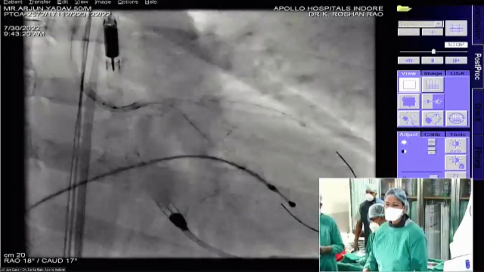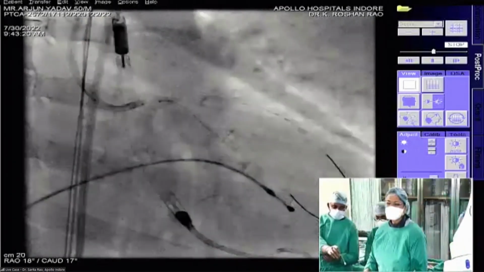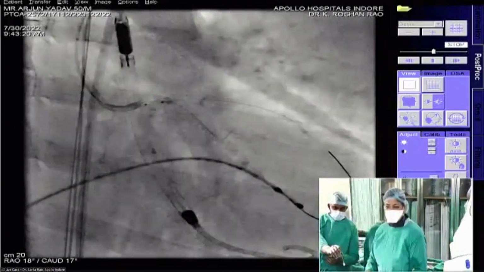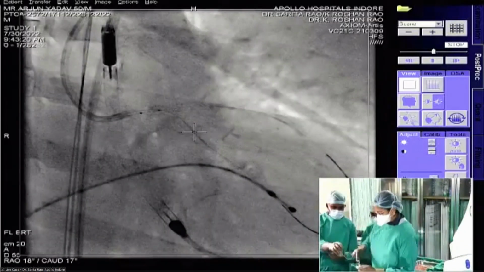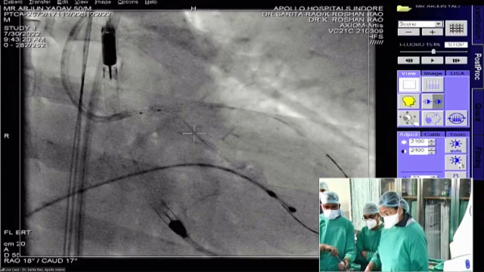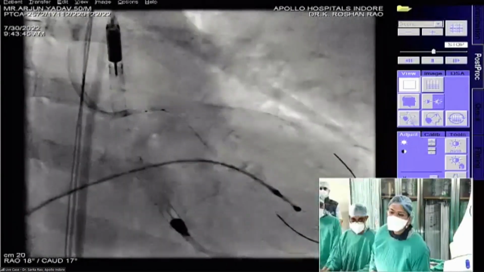Does it have a long shoulder beyond the distal marker? Yeah, while inflating it looked like it had. I think it's okay, no? That 6 looks good, it is looking proximal to the origin also. No problem actually. Give me a small test. I think you can go ahead.